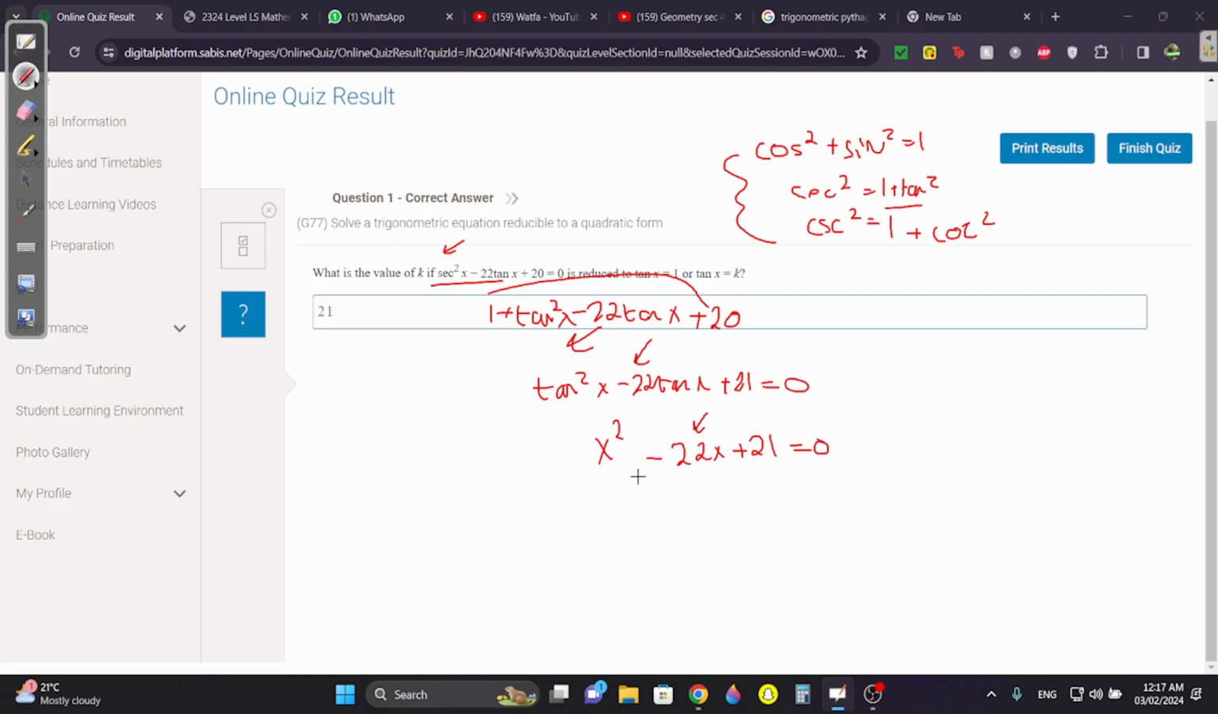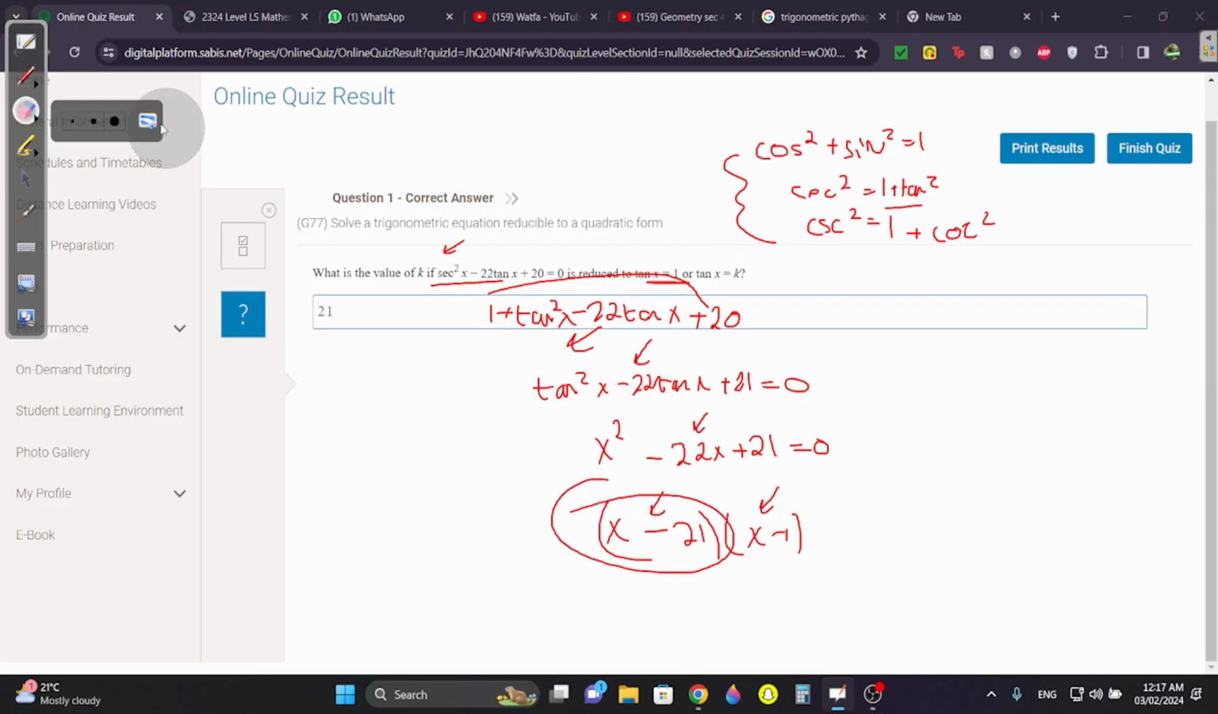Okay, factor this out. Which numbers, when you multiply them, you get 21, but when you add them, you get 22. It's going to be 21 and 1. So x minus 21, x minus 1. Your two solutions are going to be 1, which is given, x equals 1, and 21.